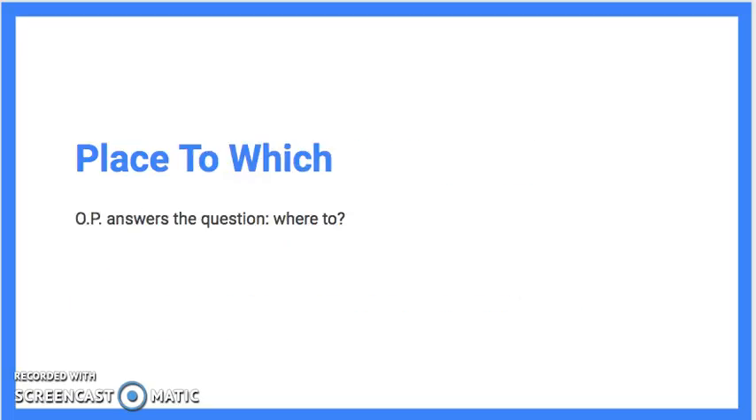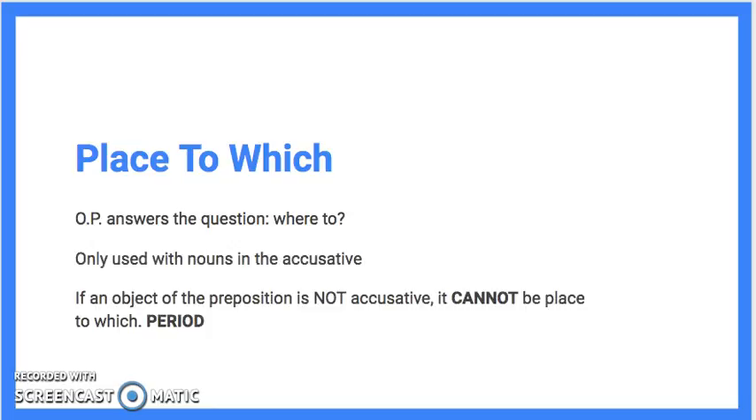All right, next case use, place to which. Place to which, the object of the preposition will answer the question where to. It is only used with nouns in the accusative. That means if your object of the preposition is not accusative, it cannot be place to which, period. Now, just like place from which, where the translations of the prepositions all included from, place to which, the translations of the prepositions will always include to.